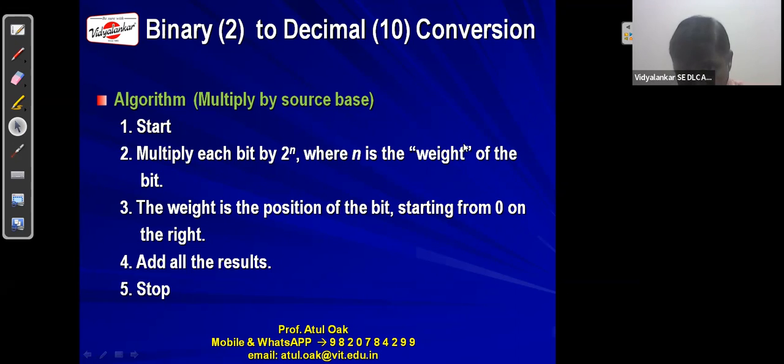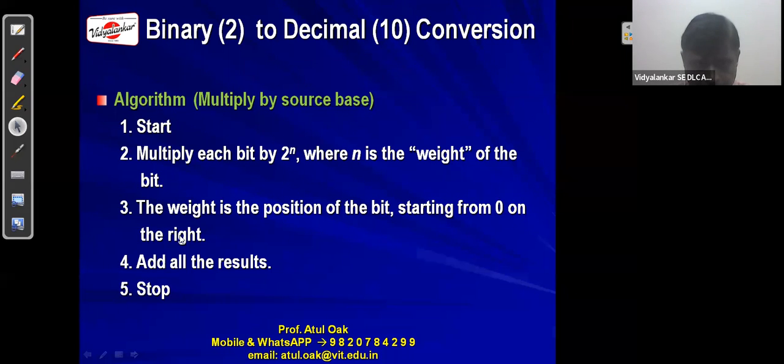I have dictated also that the position of the bit or digit is called weight. So this n is basically the position of that bit. Okay, we will see an example. Of course, position starts from 0 and it goes to max.